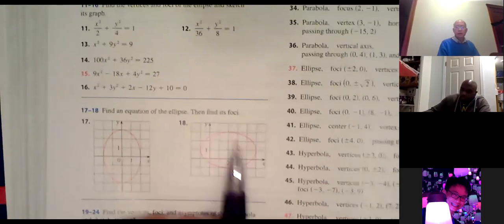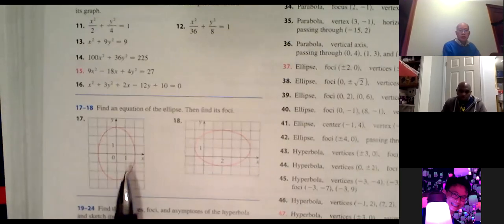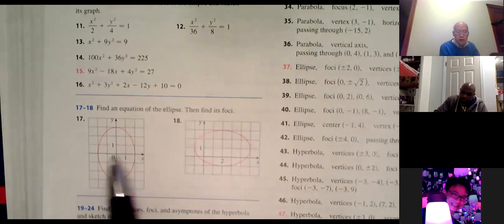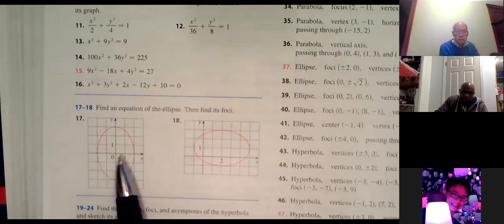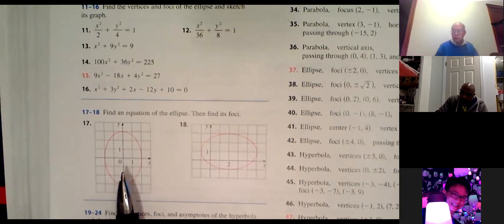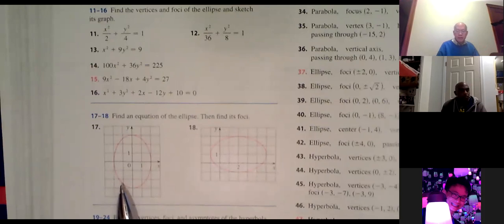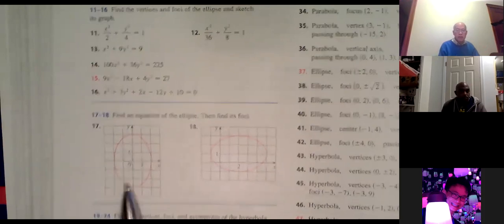Problem 17: find an equation of the ellipse, then find its foci. Well, this one's actually very easy. How far do I go left and right? 2. Center at the origin, up and down, 3. Wait a minute. Didn't we already do that one, basically? Look at the problem we just did.